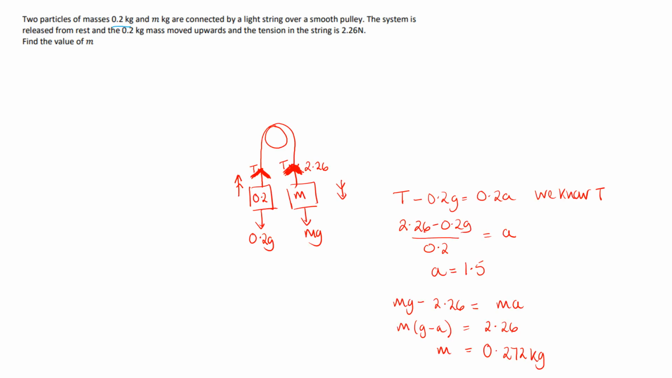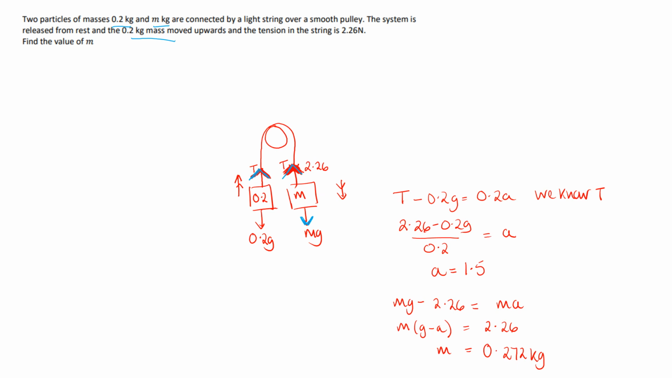So the masses 0.2 and m are connected by the light string. The system is released from rest. Now we're told that the 0.2 mass moves upwards, so therefore the m must move down. Now what's taking it up is this tension, which is dragging it up. That's the driving force for the 0.2, but on the other side it's moving down, but it's got the weight of the fact that the 0.2 is connected on the other side dragging it back up.